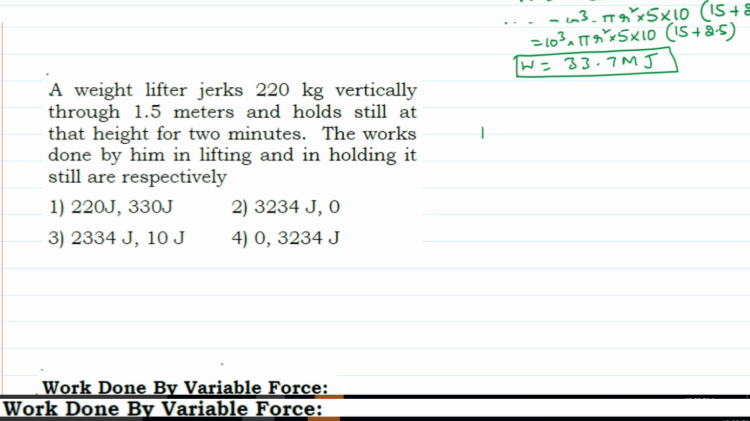So what formula will we use here? Work done by the lifter to jerk 220 kg vertically through 1.5 meters, against the gravitational force, is mgh. I am not taking the minus sign here. So mass is 220, into g which is 10, into 1.5, which is nearly 3200 joules.